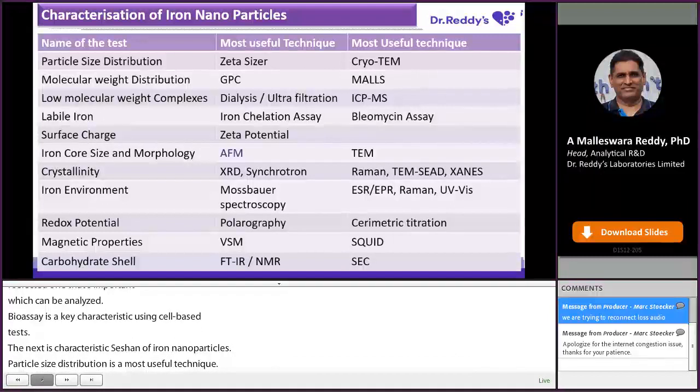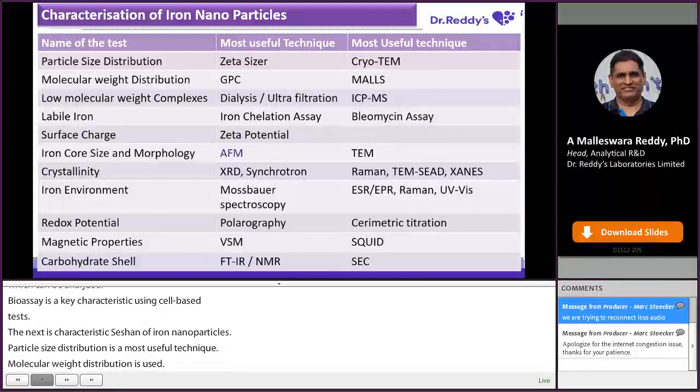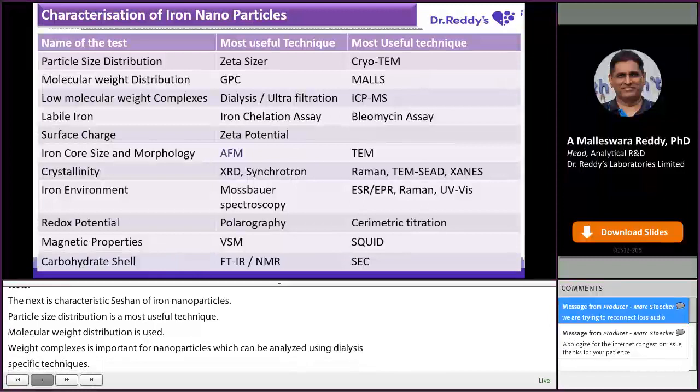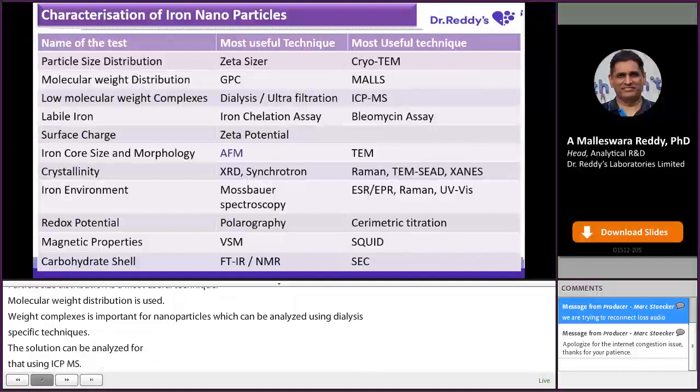Low molecular weight complexes are an important characteristic for the iron nanoparticles, which can be analyzed using dialysis with specific molecular weight cutoffs using an ultrafiltration technique. And whatever is dialyzed, the solution can be analyzed for its iron content using ICP-MS. Labile iron is another important characteristic which is assessed for safety assessment. And the 2 orthogonal techniques listed in literature are the iron chelation assay and the bleomycin assay.